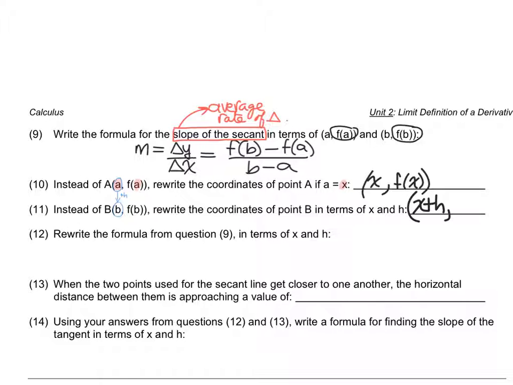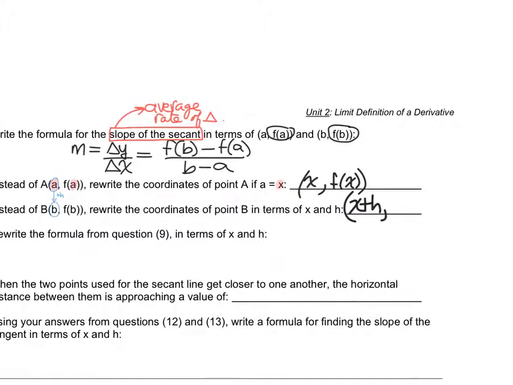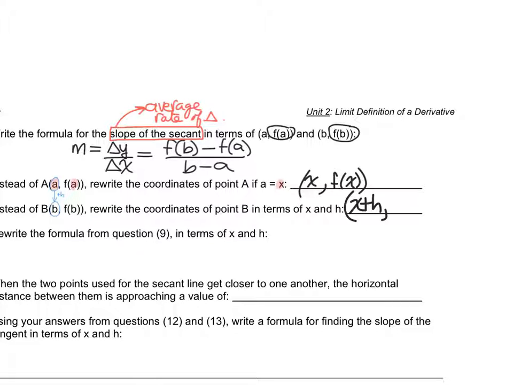What's happening here is whatever your x value is, the y value is a function of that x value. So x and then f of that x. If I had a 2 here, the y value would be f of 2. In this case, I have an x plus h, so what's my y value? x was f of that x, so x plus h gives f of x plus h. It's the function evaluated at x plus h.